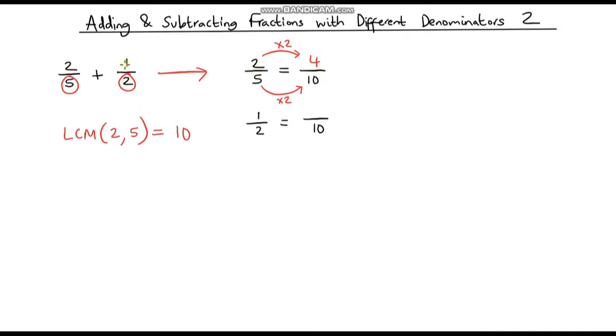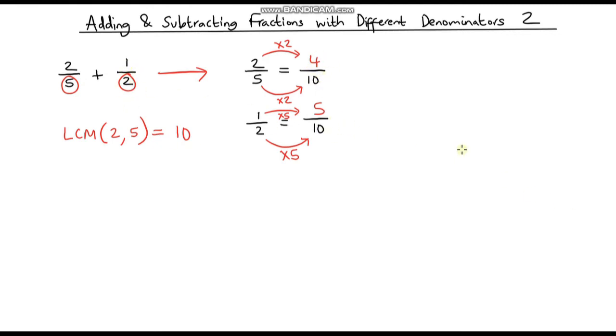And now if we have a look at the 1/2 fraction, to go from 2 to our denominator of 10, this time we multiply by 5. So again, we do exactly the same to the numerator. We times that by 5. 1 times 5 is 5. So now instead of writing 2/5 and a half, we can now say that 2/5 is the same as 4/10 and a half is the same as 5/10.